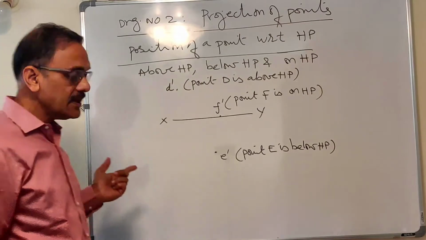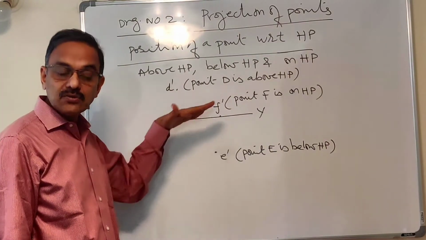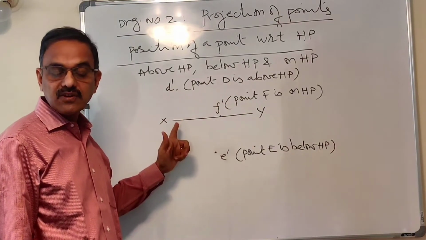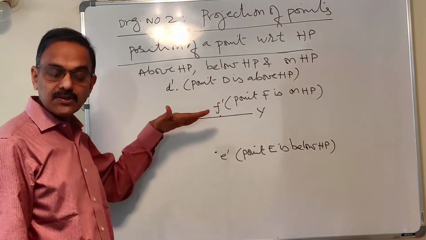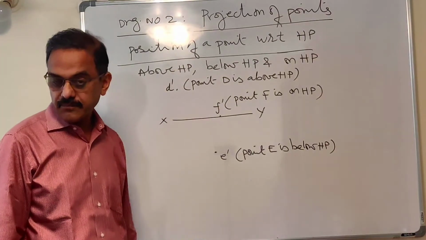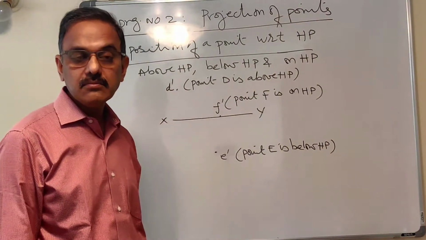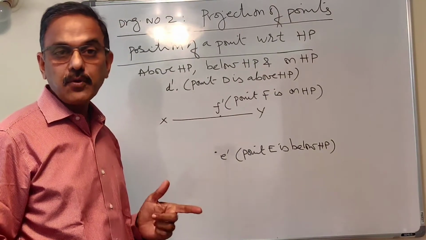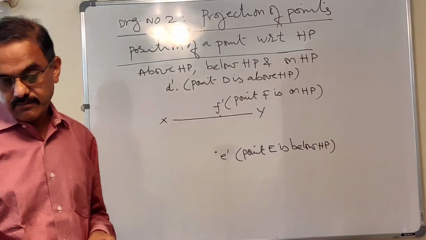So in the previous case, when I represented the distances from VP, I used XY as VP. But here I am using XY as HP. XY represents both VP and HP in a 2D scenario. So I think it is clear now for you what positions a point can occupy with reference to VP and with reference to HP.